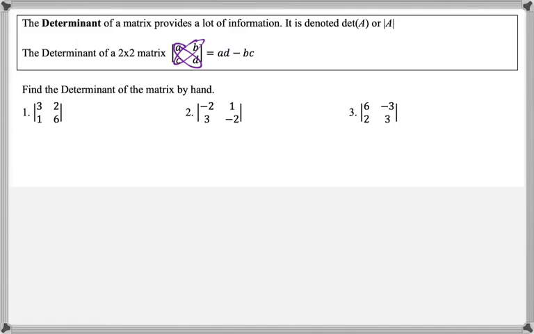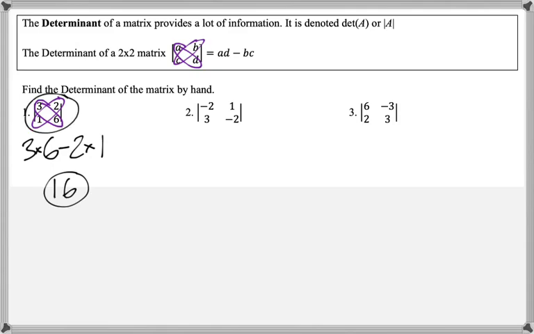So the directions say find the determinant of the matrix by hand. So we would take 3 times 6 and subtract 2 times 1, and that's equal to 16. So 16 is the determinant of this matrix.